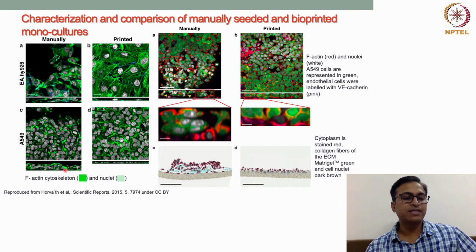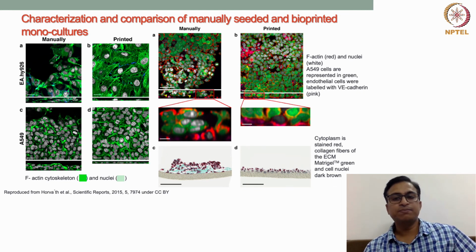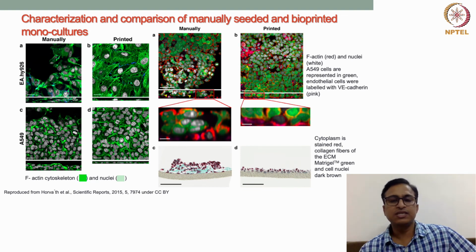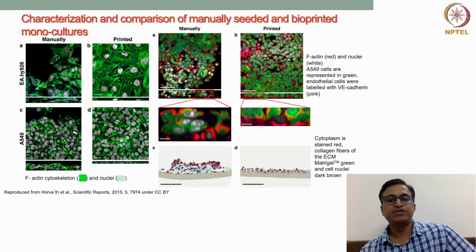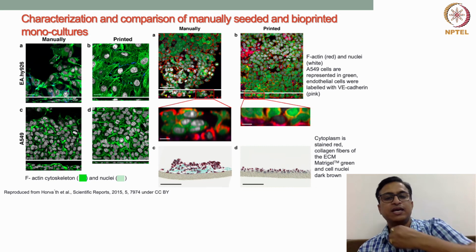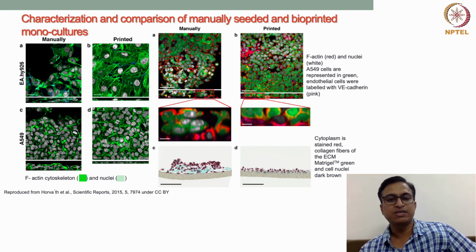Also here they have shown the thickness of the construct, and in this case the thickness is more than one monolayer, but a perfect monolayer is formed when the cells were printed. Again they have characterized this by comparing the manually seeded and the printed. If you see the printed cells, they formed a nice continuous structure, but manually that is not even. And the cross section also shows the same structure.